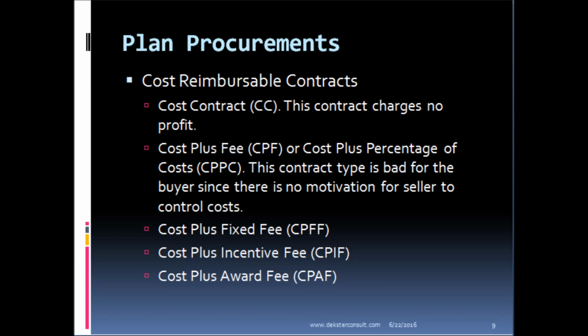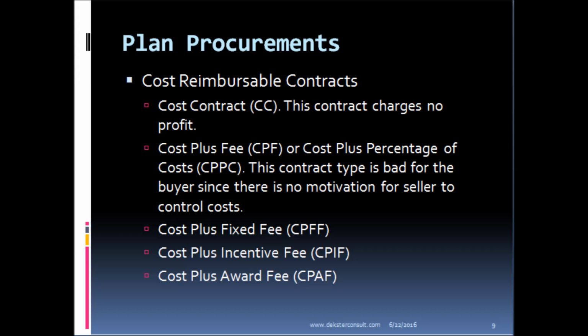Then the second form of contracts is called cost reimbursable contracts, and in this one the price is not fixed from the beginning, unlike the fixed price contracts. The buyer pays the seller after the completion of work, after he submits his cost. And the various forms of the cost reimbursable contracts include the cost contract.